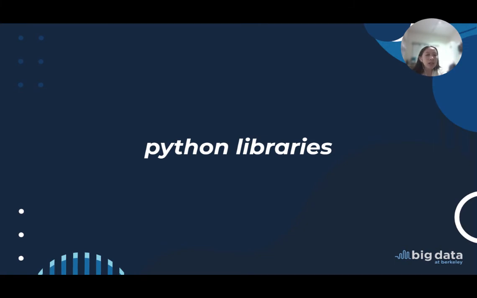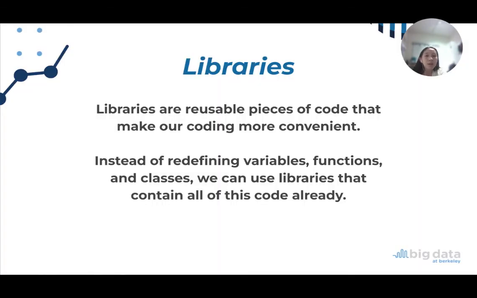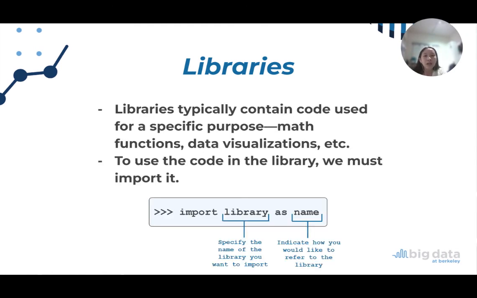And so let's talk a little bit about Python libraries, or other Python libraries we could use. So libraries are reusable pieces of code that make our coding more convenient. So instead of redefining variables, making new functions and classes, we can use libraries that contain all of this code already. So one of these libraries that we have been talking about this entire time is NumPy. So libraries typically contain code that is used for a specific purpose. So math functions, data visualizations, etc., which we will also discuss in our other modules.